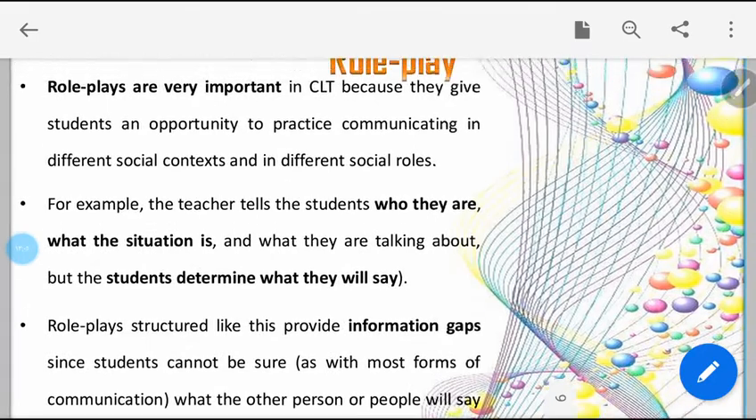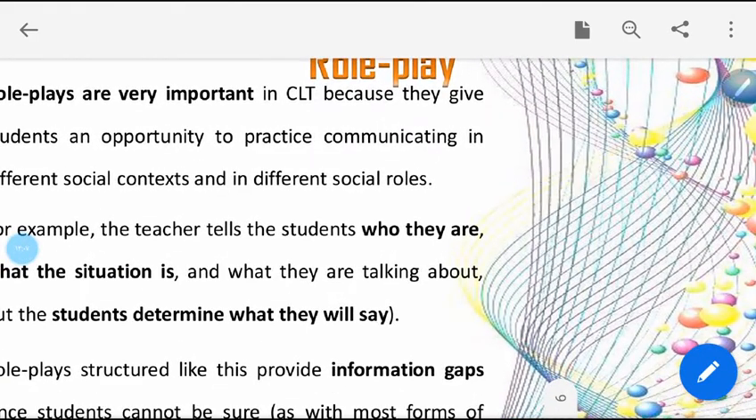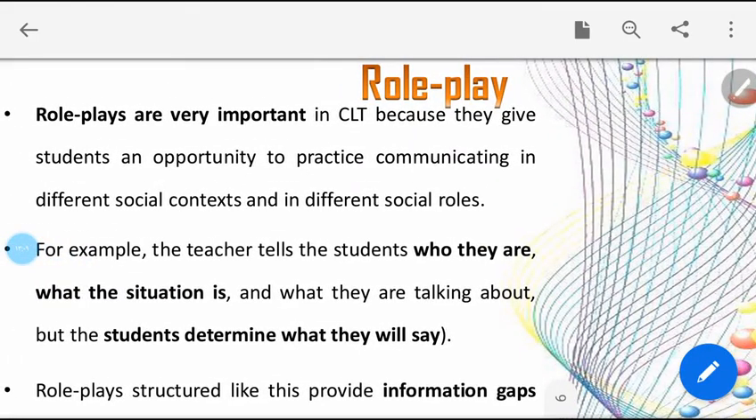Role play, the last technique, is also a very important technique. Role play is very important in CLT because it gives students an opportunity to practice communicating in different social contexts and in different social roles. So this technique is also important. It gives students the opportunity to practice in different social contexts.